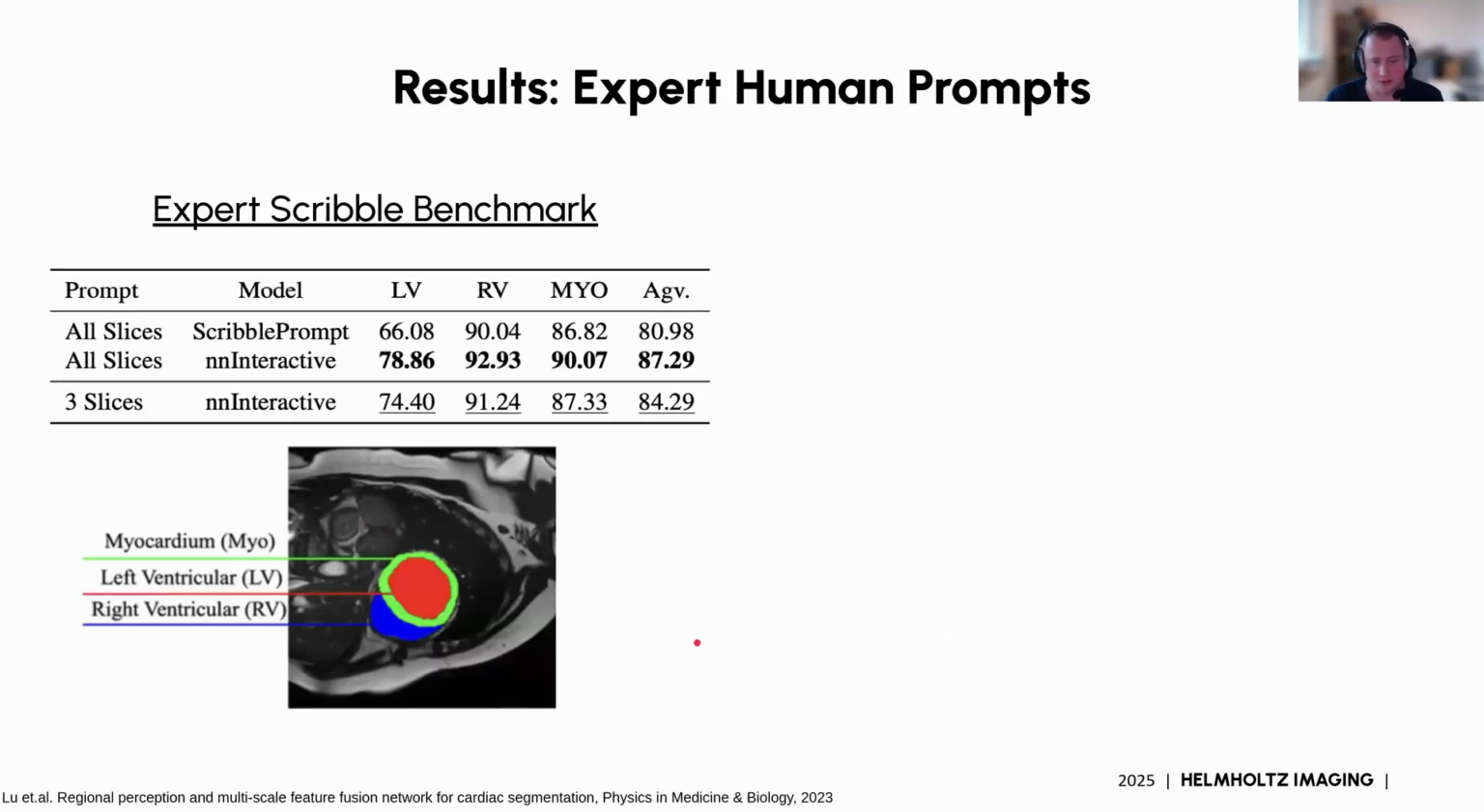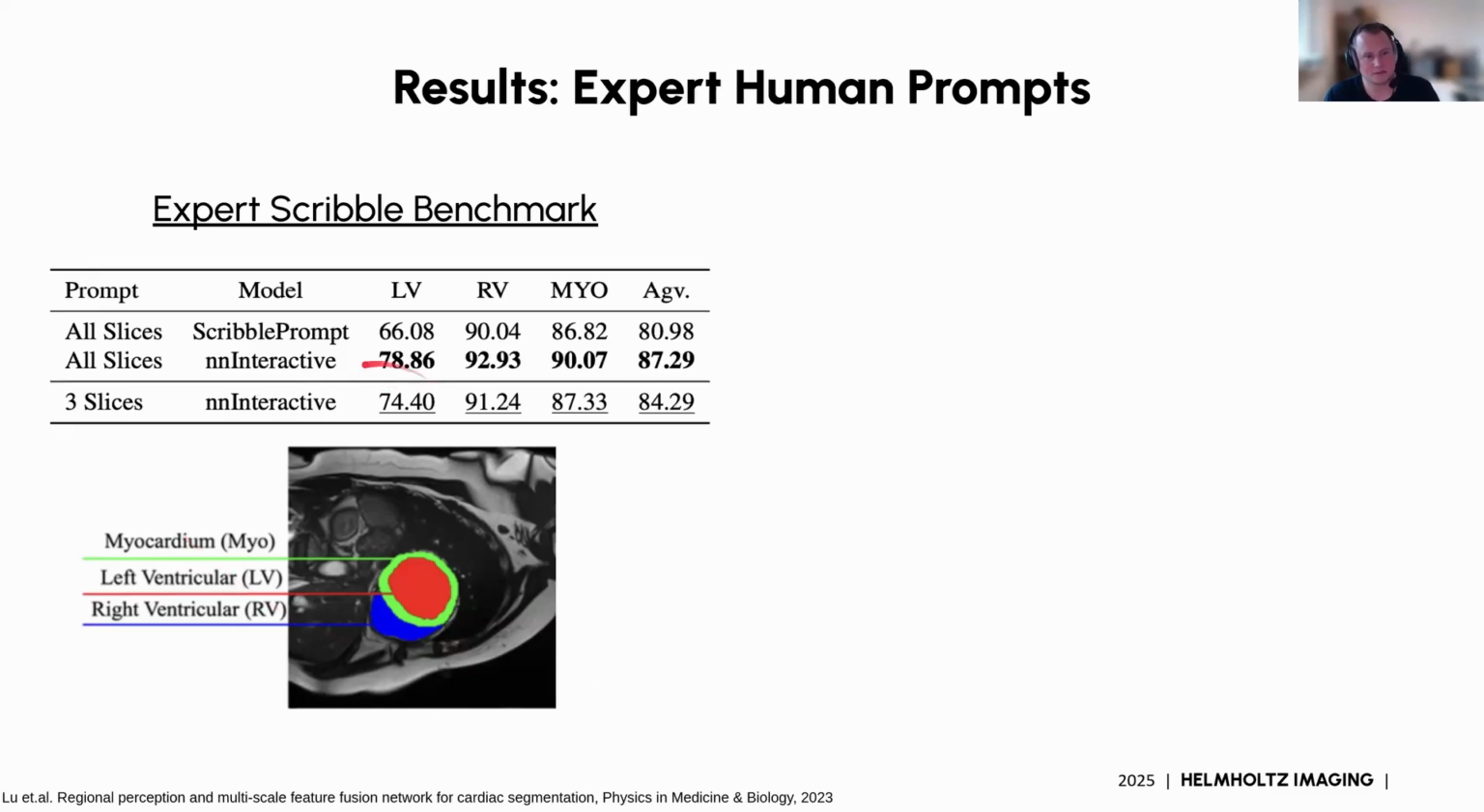So far, all the benchmarks have been done using simulated interactions, which is just out of necessity. There's no way to do this consistently with humans. But there are some data sets out there that contain human annotations, and one of them is MSCMR, I believe is the name of this data set, which comes with human-generated scribbles. We also use that in our benchmark to verify that the effects we're seeing are not only related to the way we're simulating the prompts, but also hold true when we use human-generated prompts.